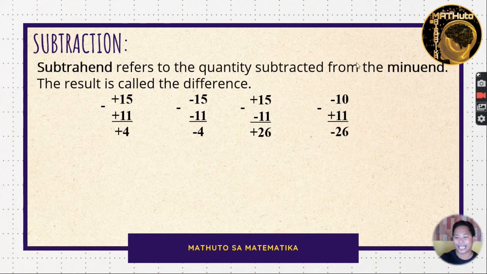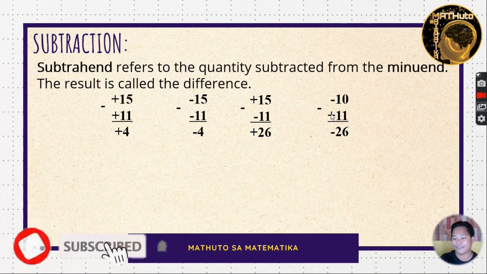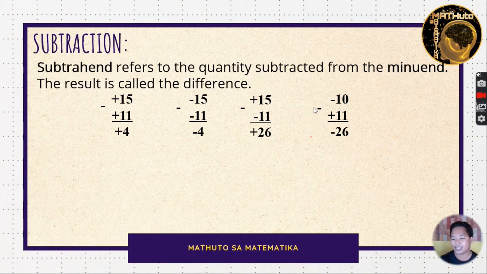Dito naman sa ating last example. So, ito po ay 15 ha. Negative 15 plus 11. So, mag-change kayo ng sign ng positive 11. Magiging negative 11 siya. And this minus sign again will become plus sign. So, negative 15 plus negative 11.